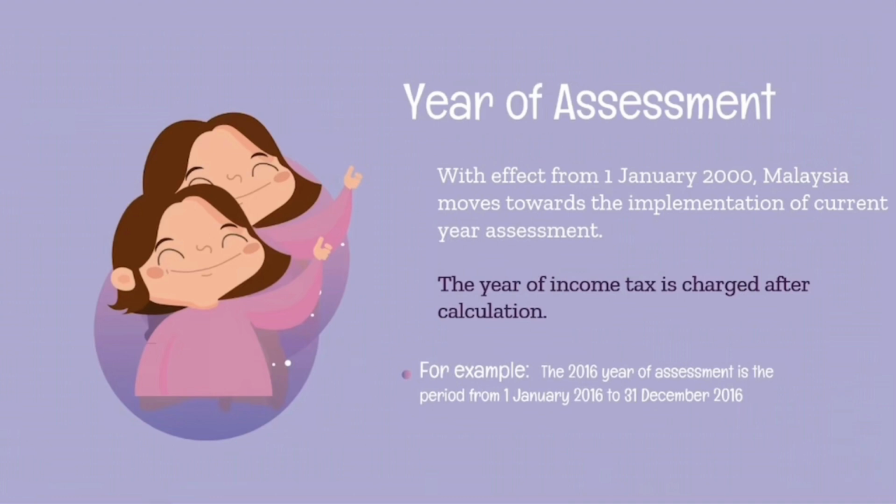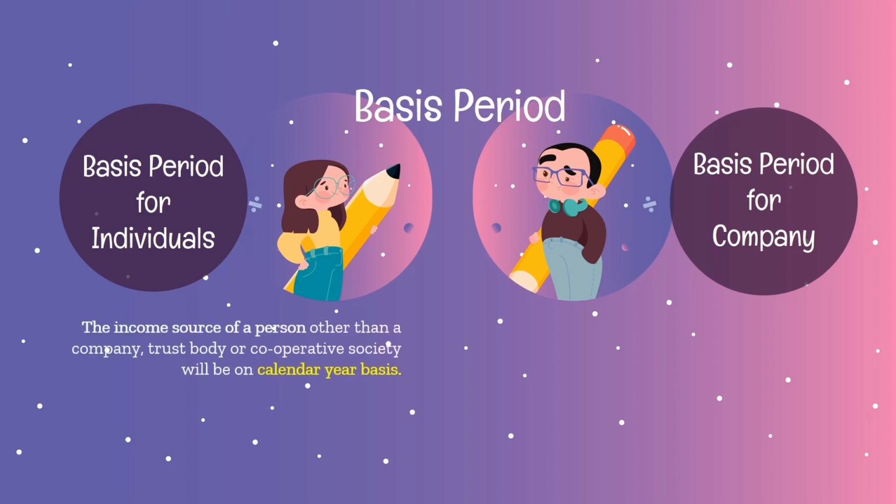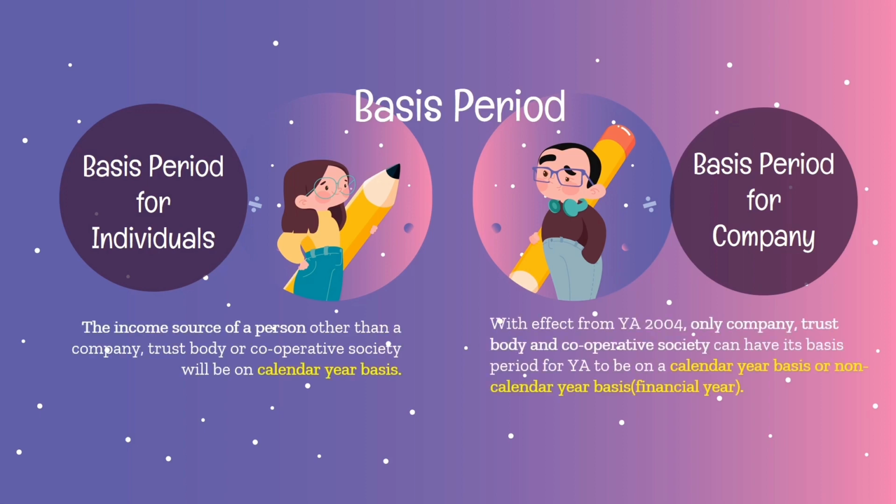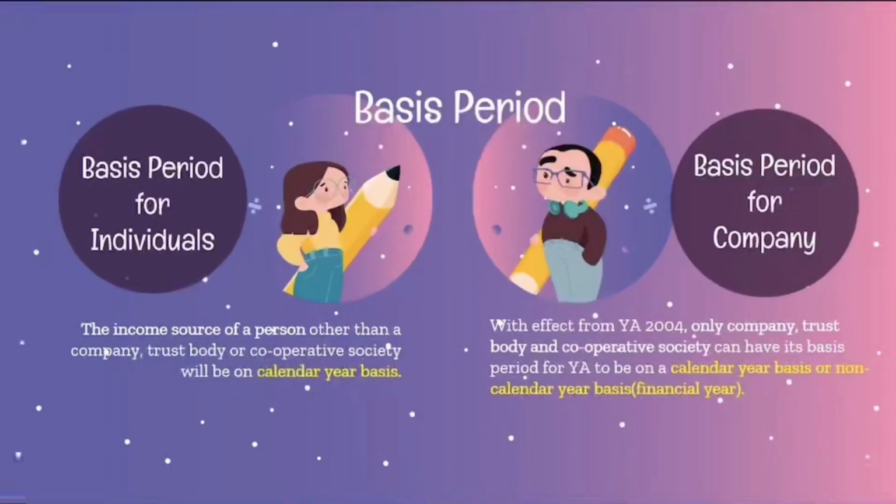Continue with the basis period. Basis period was divided by 2, which is for individuals and for a company. What is basis period for individuals? Basis period for individuals is the income source of a person other than the company, trust body or cooperative society, will be on calendar year basis.